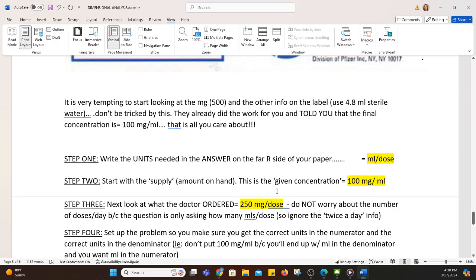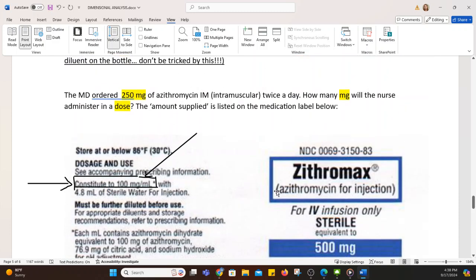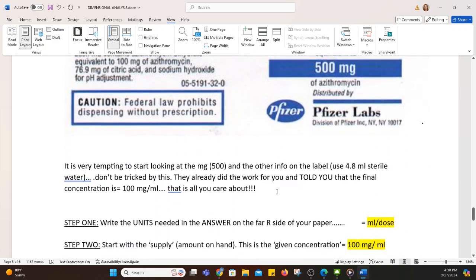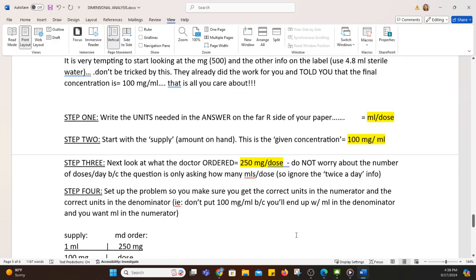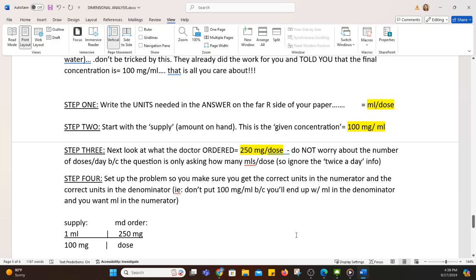Step 3, look at what the doctor ordered. Oh God, please have it be 250. Okay, thank you. I should have chosen some different numbers. The doctor ordered 250 milligrams per dose. Don't worry about the number of doses for the day because they're not asking us for the day. So ignore that. You might even want to cross it off in the question so it doesn't confuse you. And then set up your problem so you make sure you get the correct units in the numerator and the correct units in the denominator.